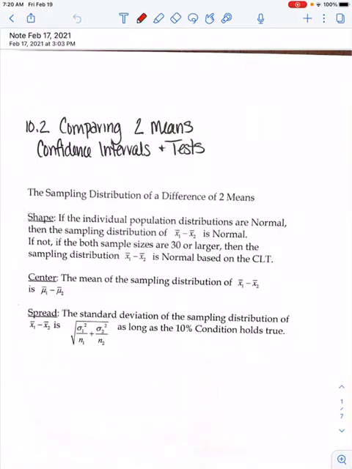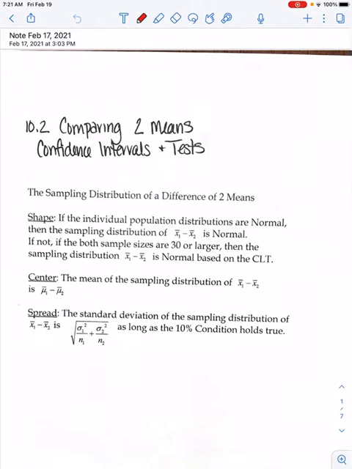Okay, so this lesson is on comparing two means, and we're going to do confidence intervals and tests. So the sampling distribution of a difference of two means. Let's talk about the shape, the center, and the spread. The shape is all about if it's normal or not. Normal distribution follows a normal curve.